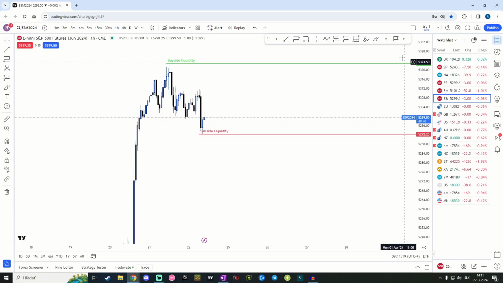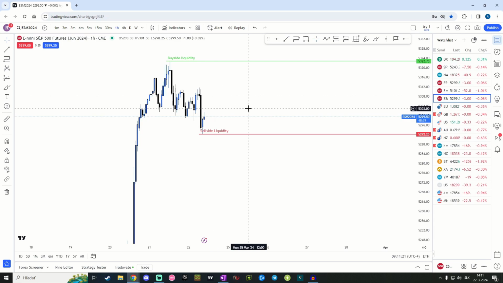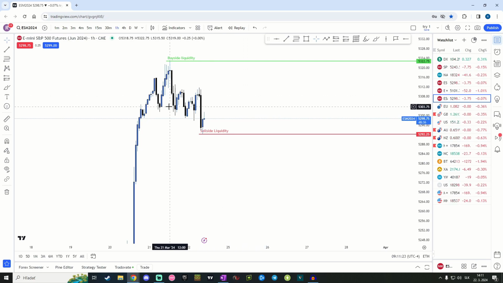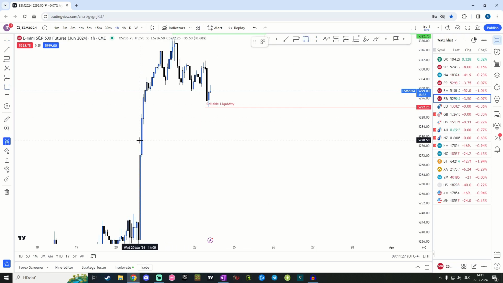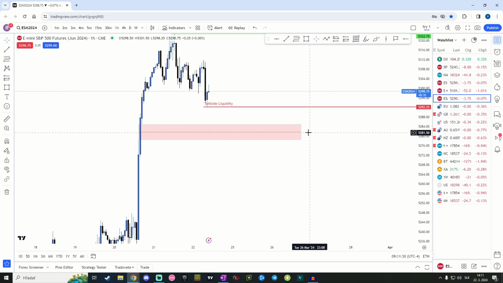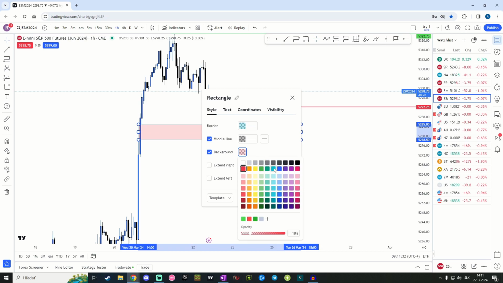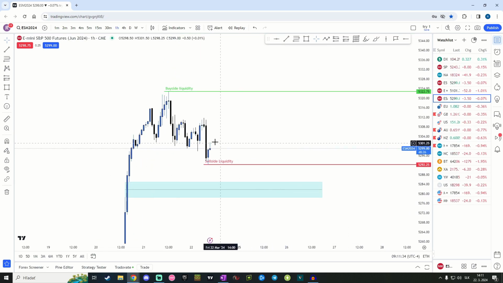On the 1-hour chart, we are trading inside this 1-hour fair value gap. There is plenty of room where it can go. I quite like this 1-hour fair value gap, so I'm going to highlight it. But we are also trading inside this 1-hour CB.